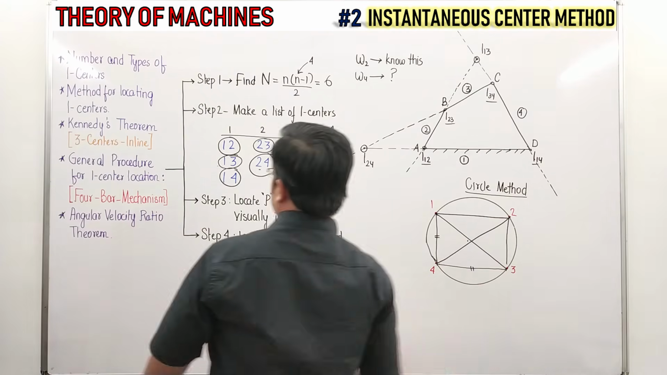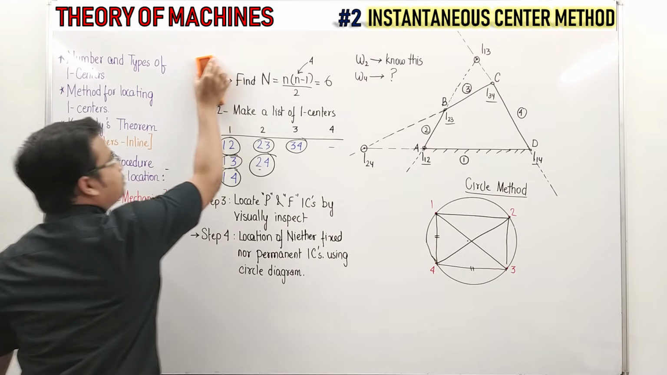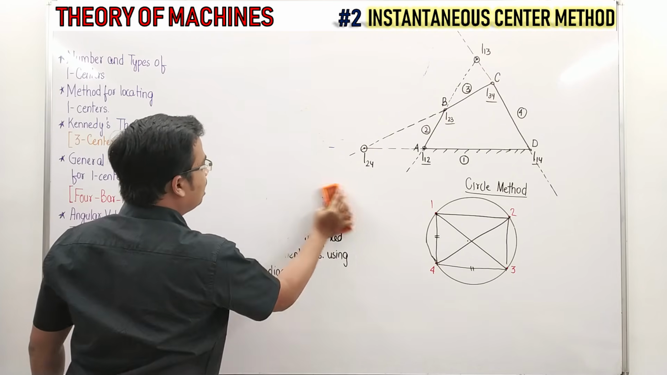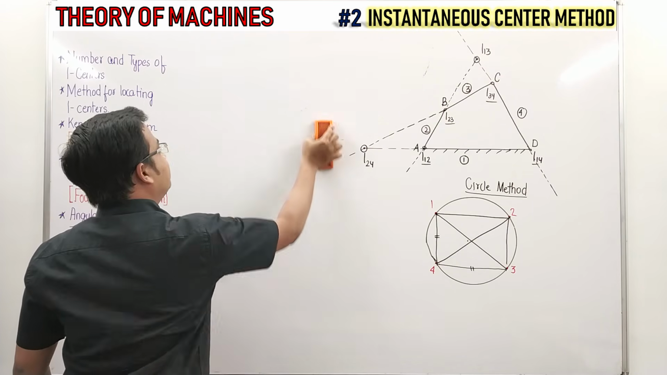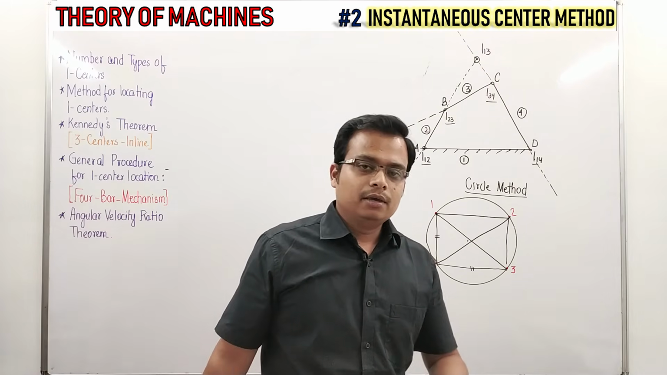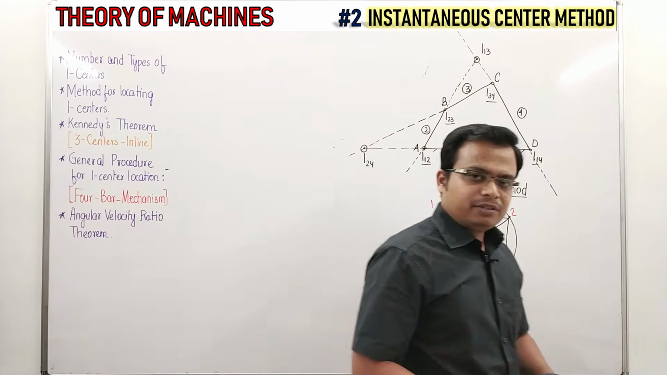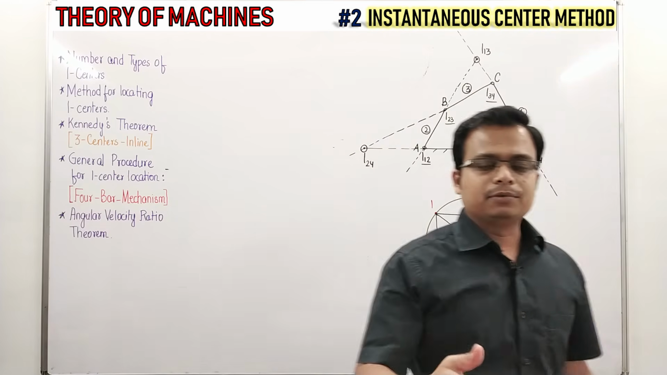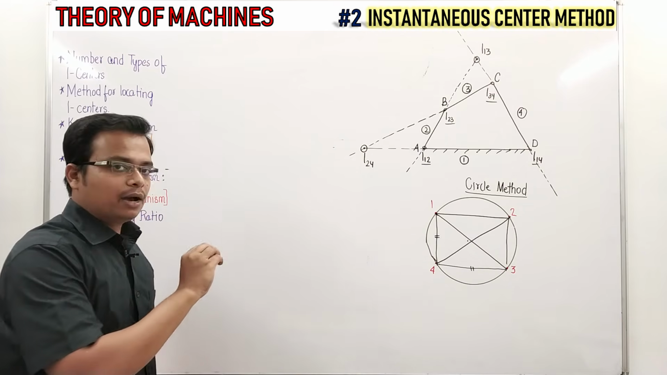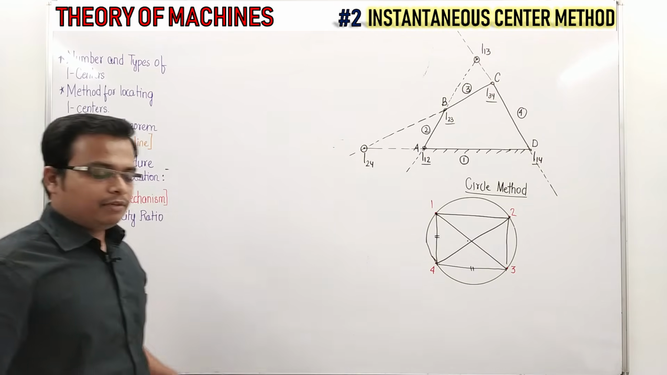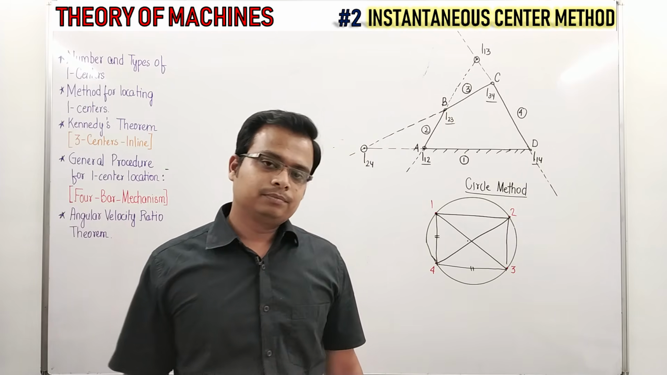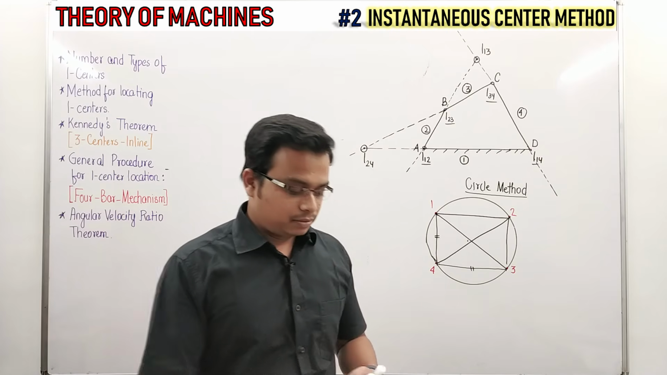Okay. So remember the steps. You start with calculating the number of I-centers, not the number of links, followed by making a list, then locating the fixed and permanent I-centers with the help of inspection, and then finally using the circle method to work out the neither fixed nor permanent I-centers. Once that is done, you just need to apply the angular velocity ratio theorem to compute the value of omega, and similarly you can also calculate the value at any given point, or the linear velocity.